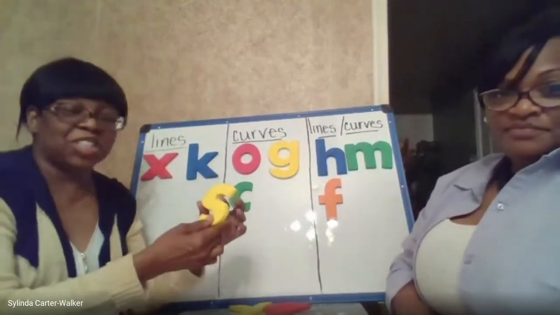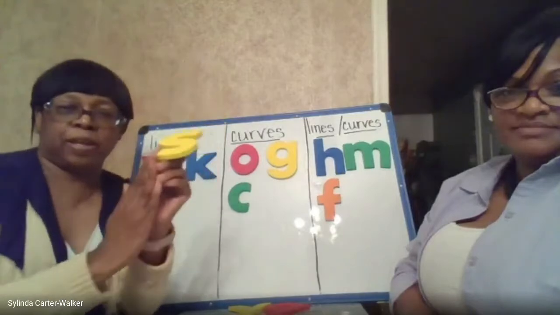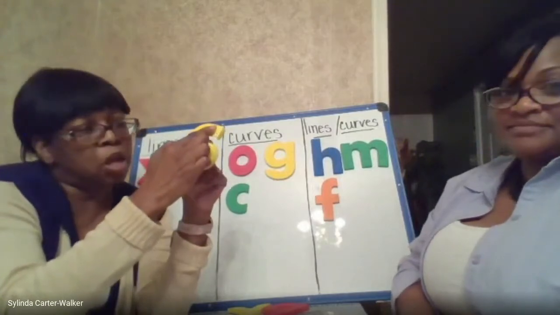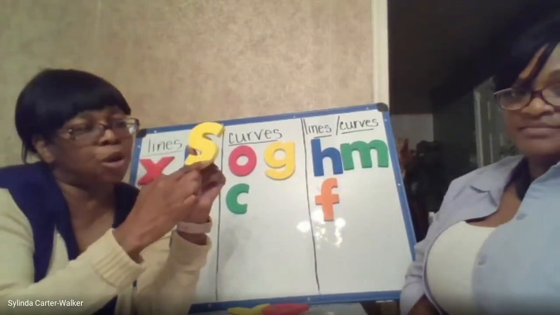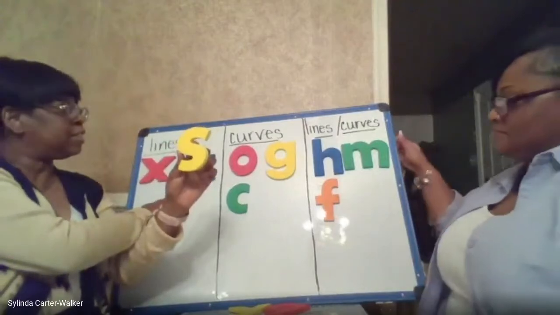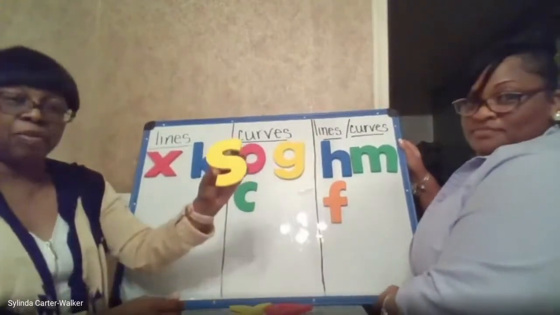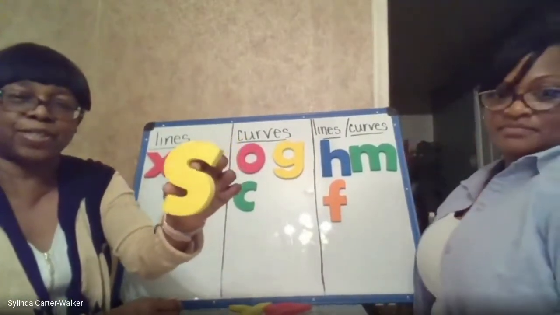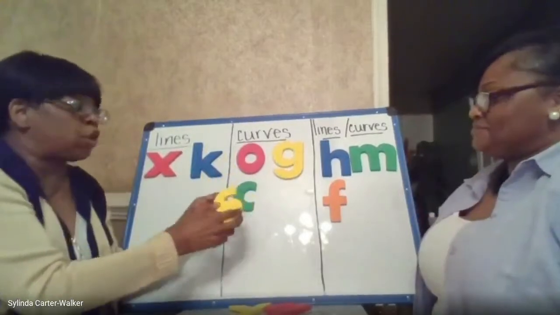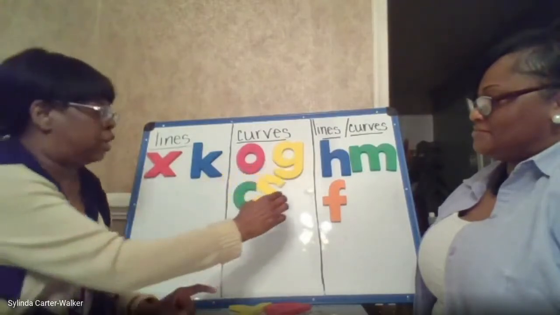My letter is the letter S. S makes the /s/ sound, like a snake. Let's look at this letter. We start here and we move our fingers around. Do you believe that this is all lines, curves, or lines and curves? What do you think? If you said curves, you are absolutely correct. I'm going to put this S beside the letter C and under the letter G.